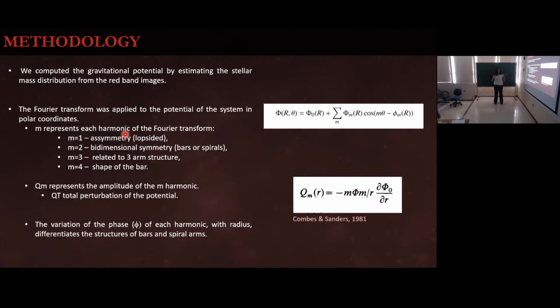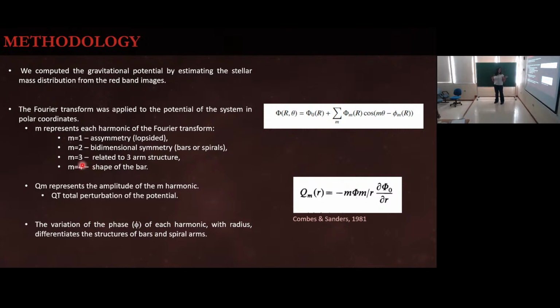m equal 2 is a bilateral symmetry. So when you have bars or spirals, two arms of the spirals and the bar, which is very symmetric in this case. m equal 3 is related to the three-arm structure. So you can have three arms, or you can have two arms, but one of them is branching. And m equal 4 could be four arms, but in this case it is actually when you have a square bar, so m equal 4 is more related to the shape of the bar.